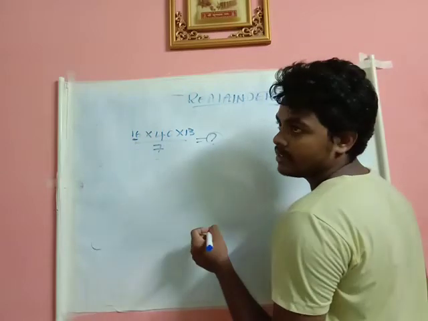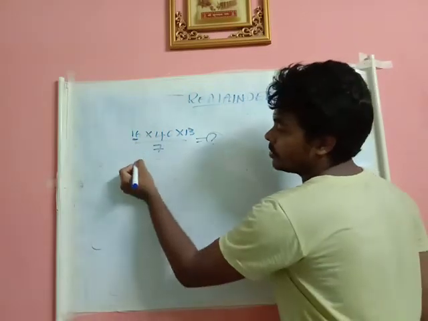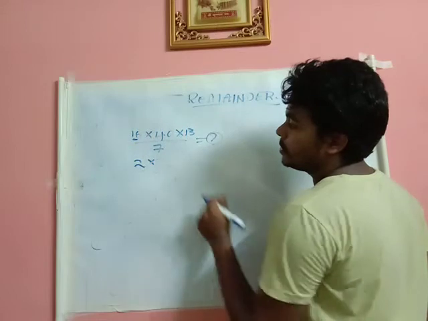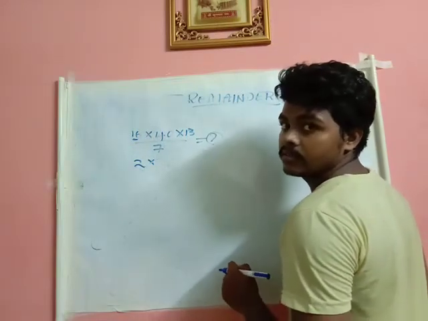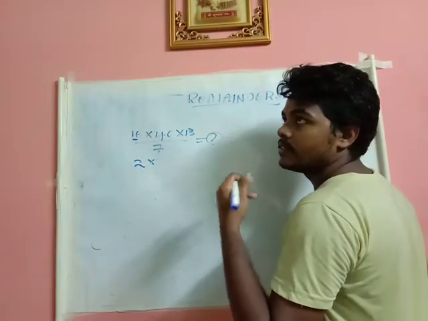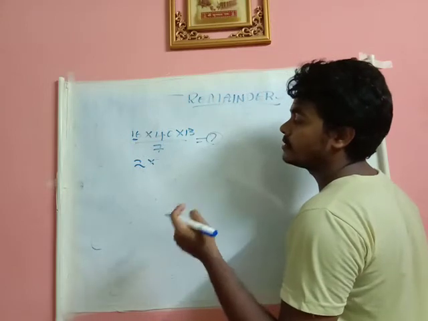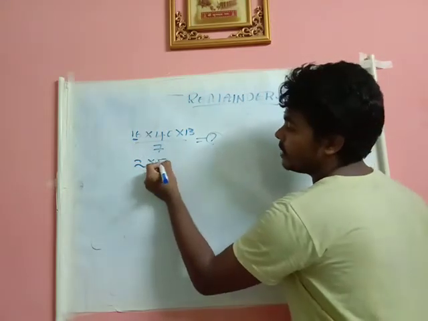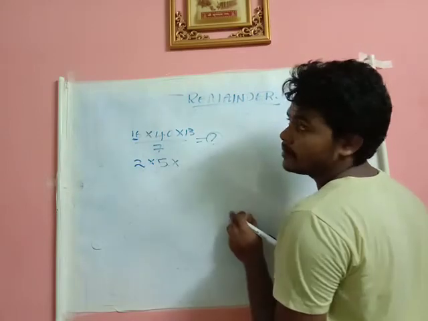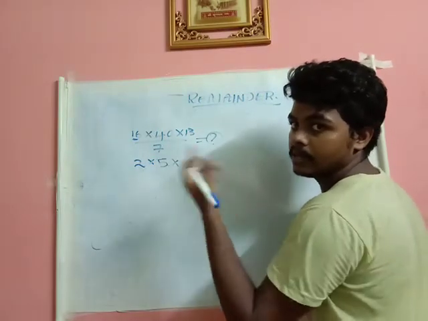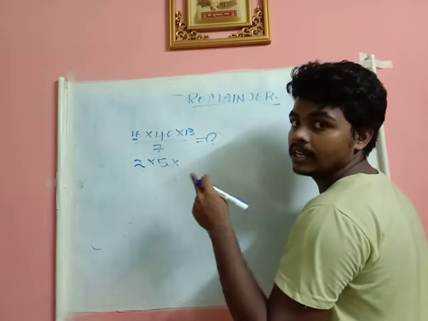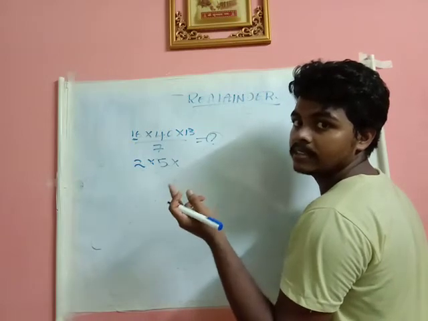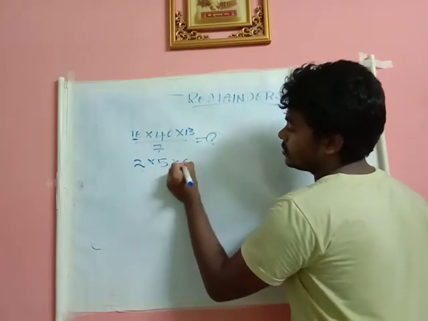So what is 16 by 7? 7 2s are 14. What is the remainder? 2 is the remainder. Now coming to 40. What is 40 by 7? 7 6s are 42, so 7 5s are 35. What is the remainder? 5 is the remainder. Now coming to 13 by 7. 7 2s are 14, which is too much, so 7 1 is 7. 13 minus 7 is 6.